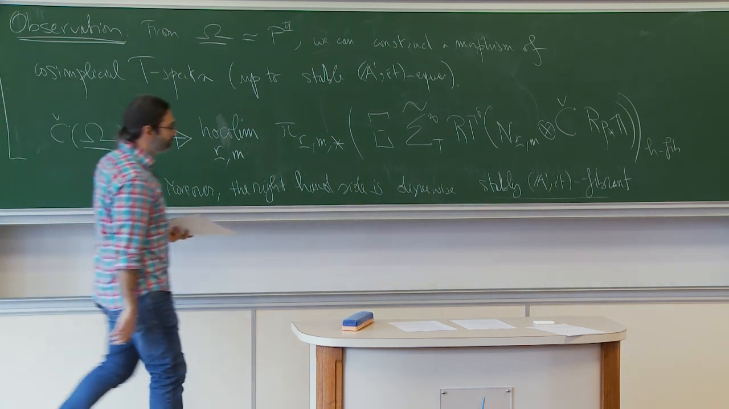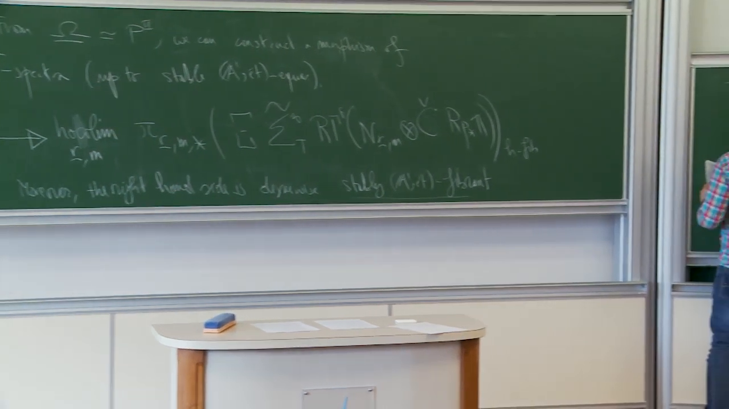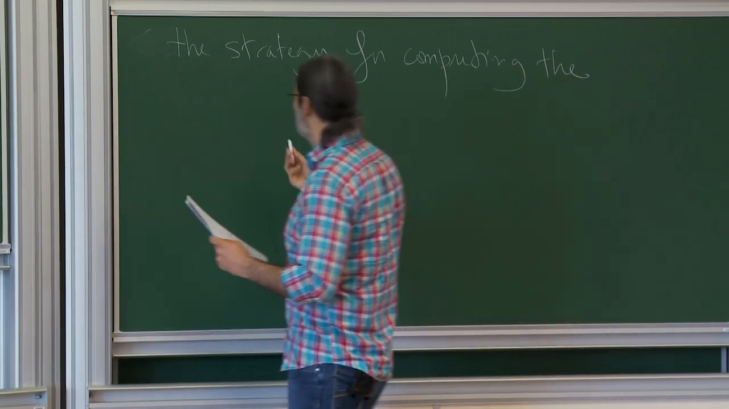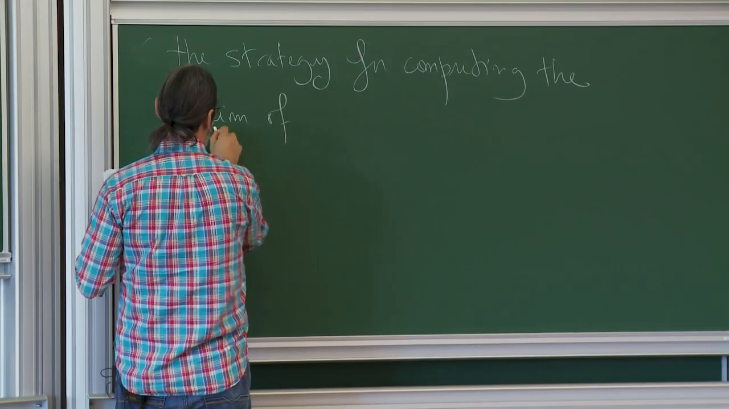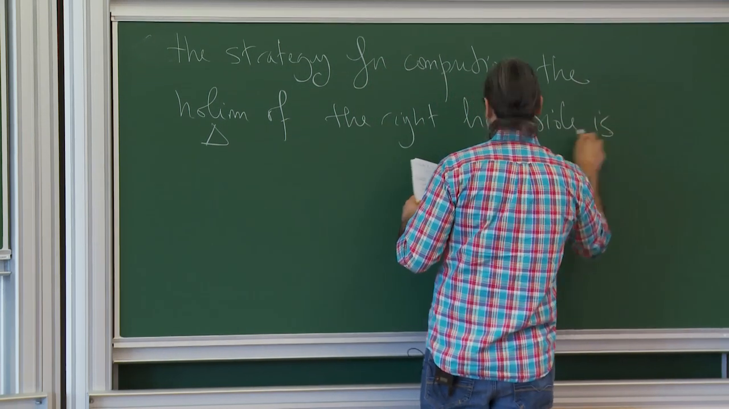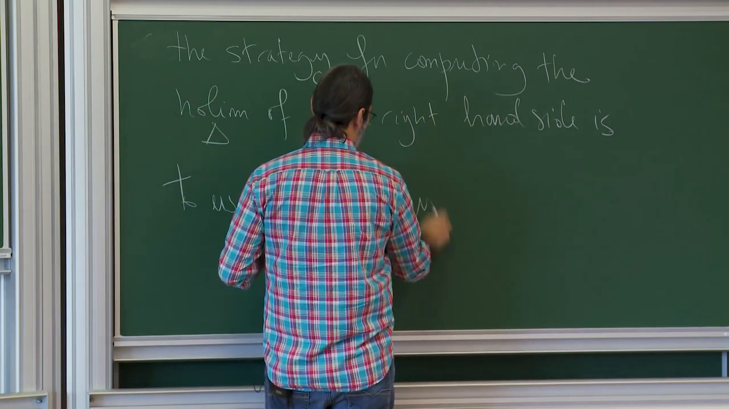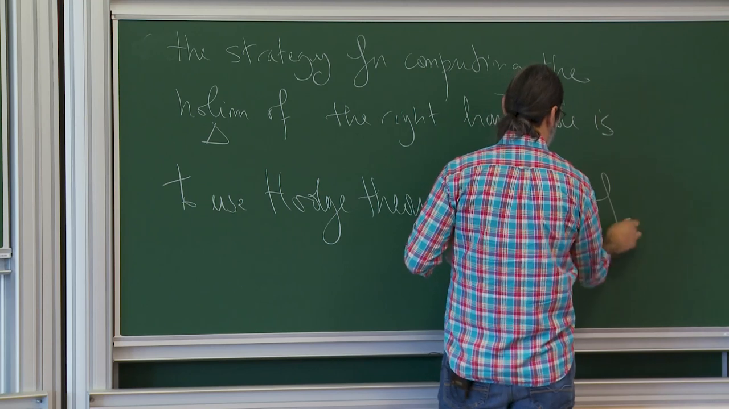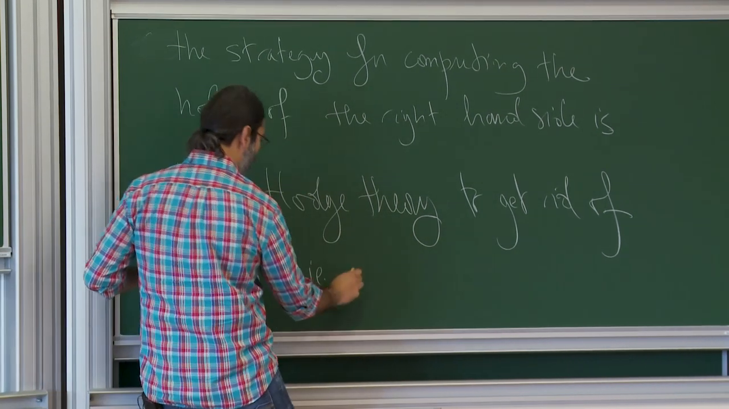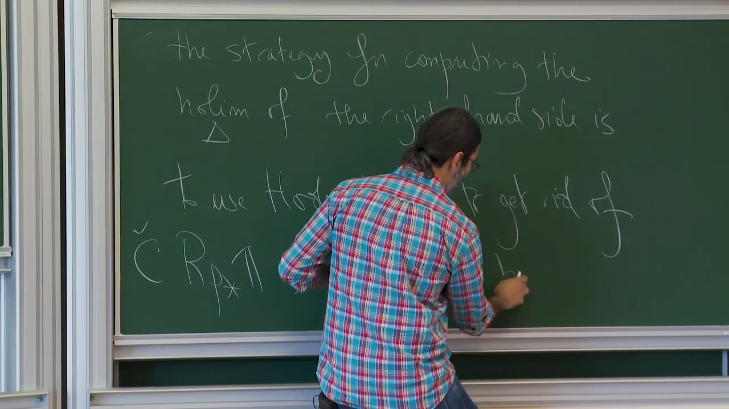And so the strategy for computing the right hand side, or the homotopy limit of the right hand side, is to use Hodge theory to get rid of this R P lower star of 1. By get rid, I mean to replace it by, maybe rather if you put Čech, to replace it by just 1.